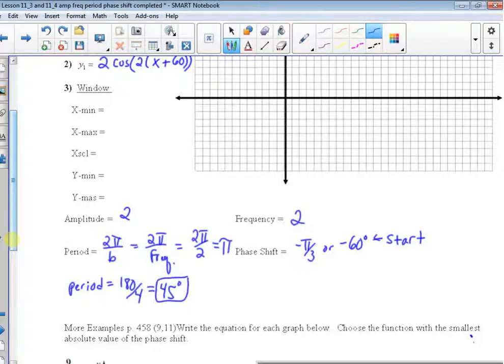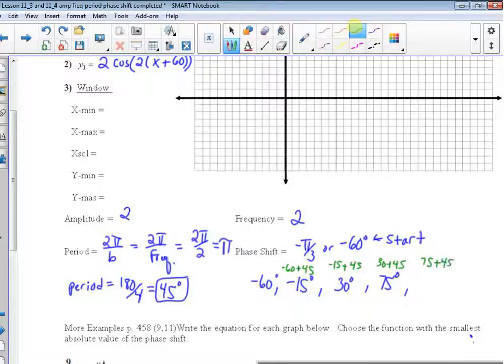Now, when you take that 45, you're going to start at negative 60, so I'm going to list out my key points here. Then I'm going to add negative 60 and 45. Okay, so negative 60 plus 45 is going to give me my next key point, which is negative 15. And then I'm going to do negative 15 plus 45, and that's going to give me 30. And then I'm going to take 30 plus 45, and that's going to give me 75. And lastly, I'm going to take 75 plus 45, and that will give me my last key point, which is 120.